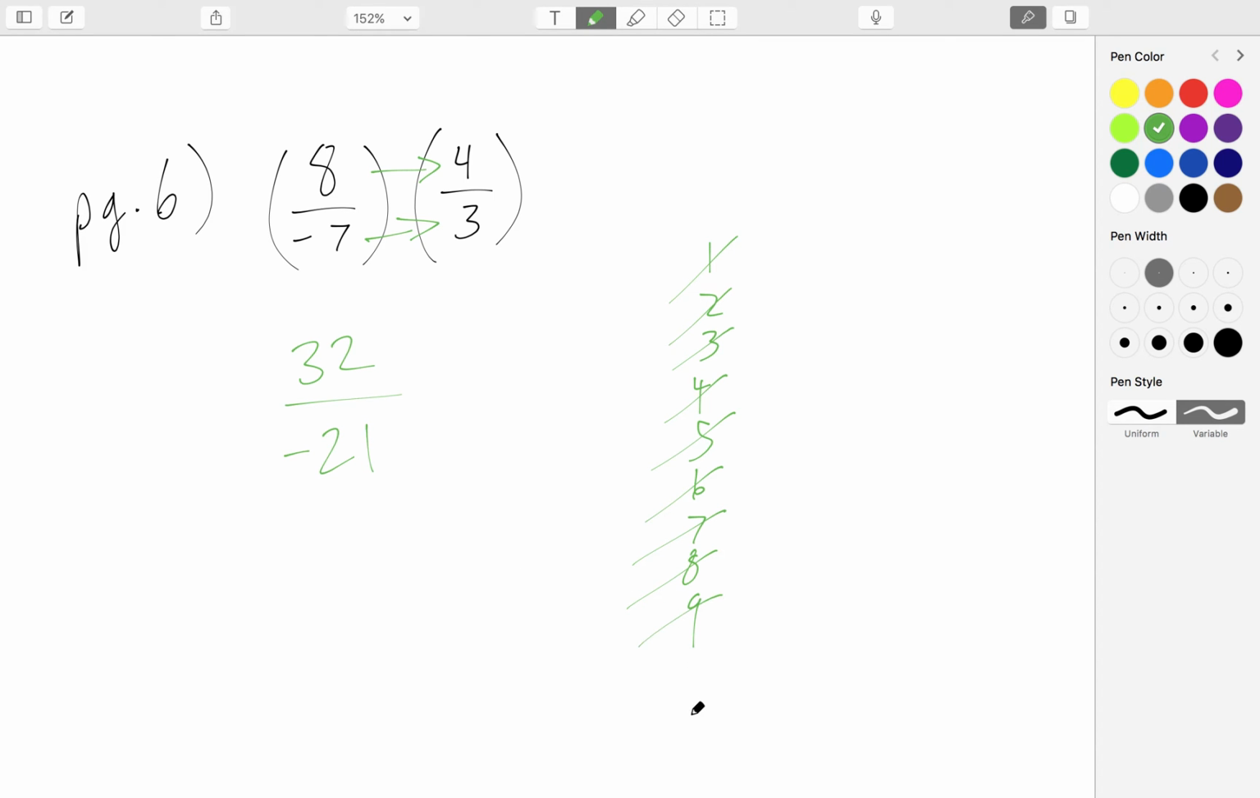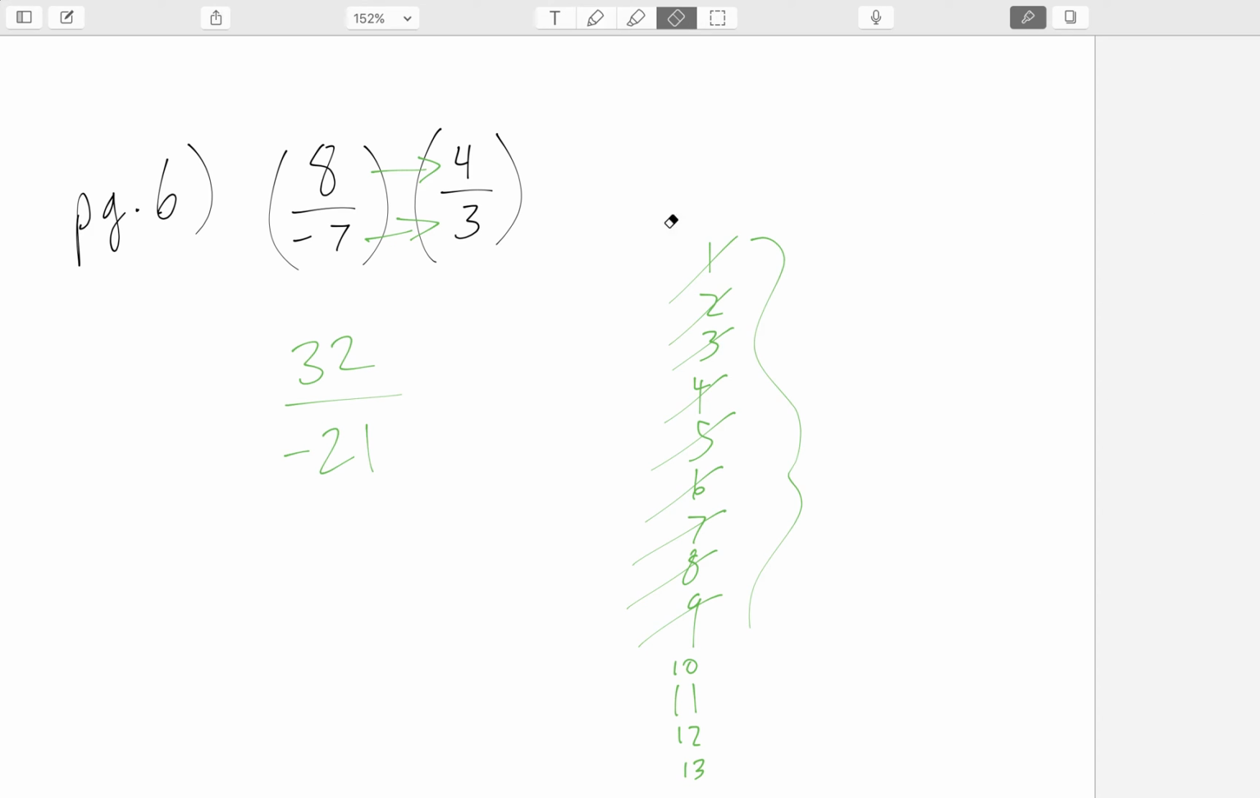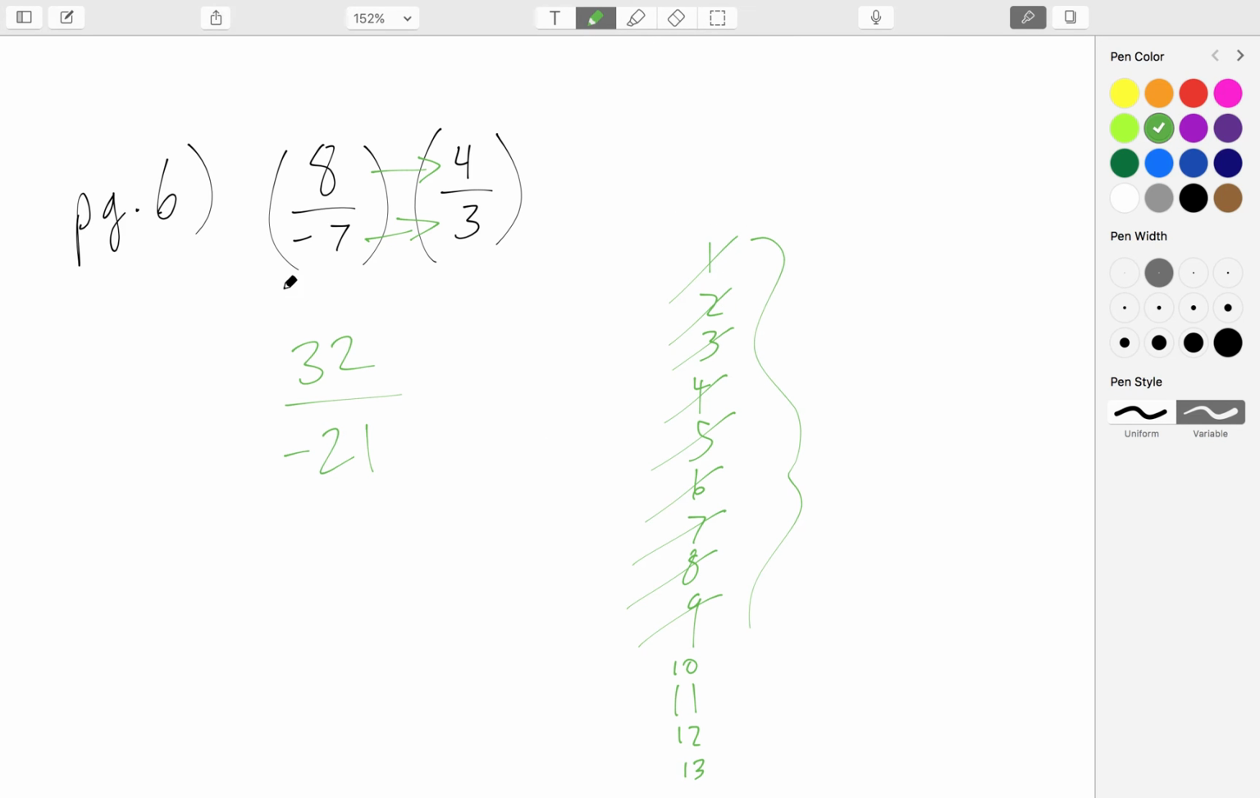And 9. You could keep on going with this and try 10, 11, 12, 13. But most of the time, when you just finish right here, it's pretty safe to say on low numbers that you're not going to have anything else go into it. So for now, I would recommend only going up to 9. This means that 32 over 21 is our answer.